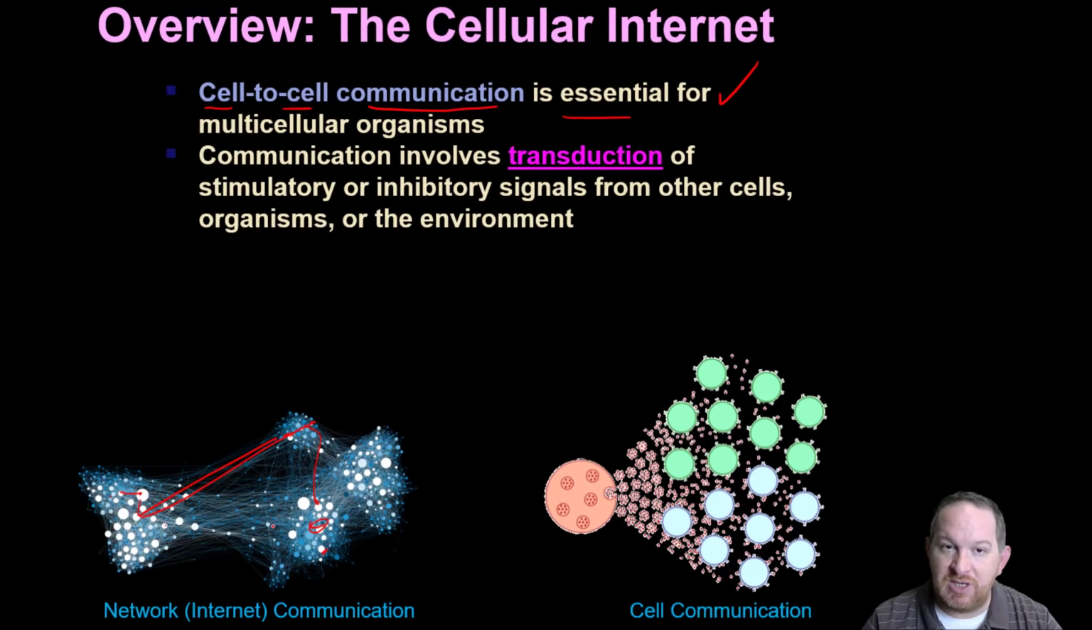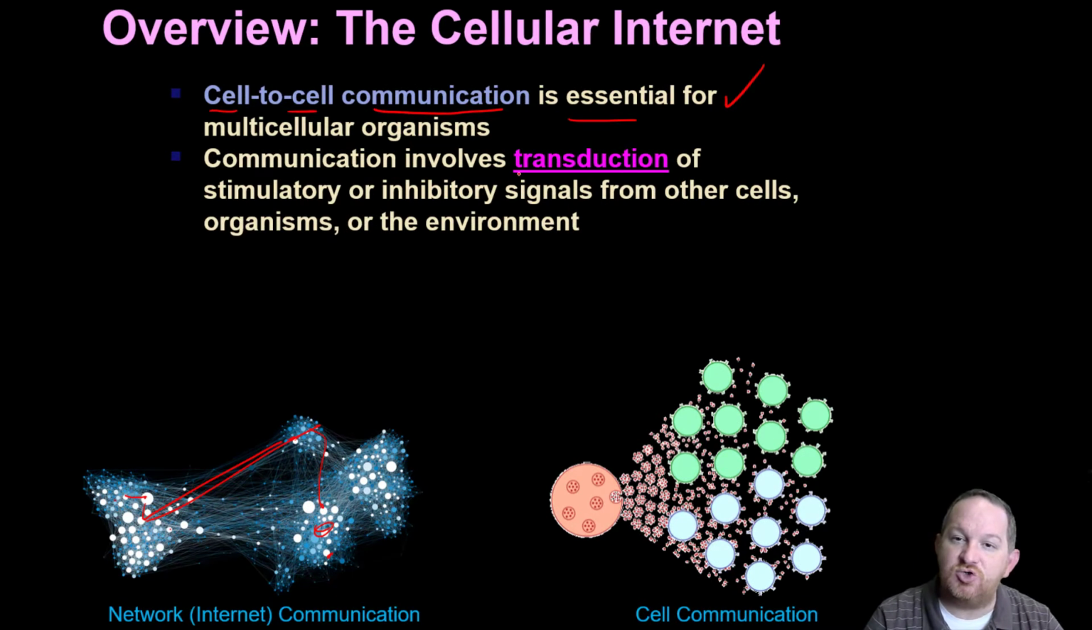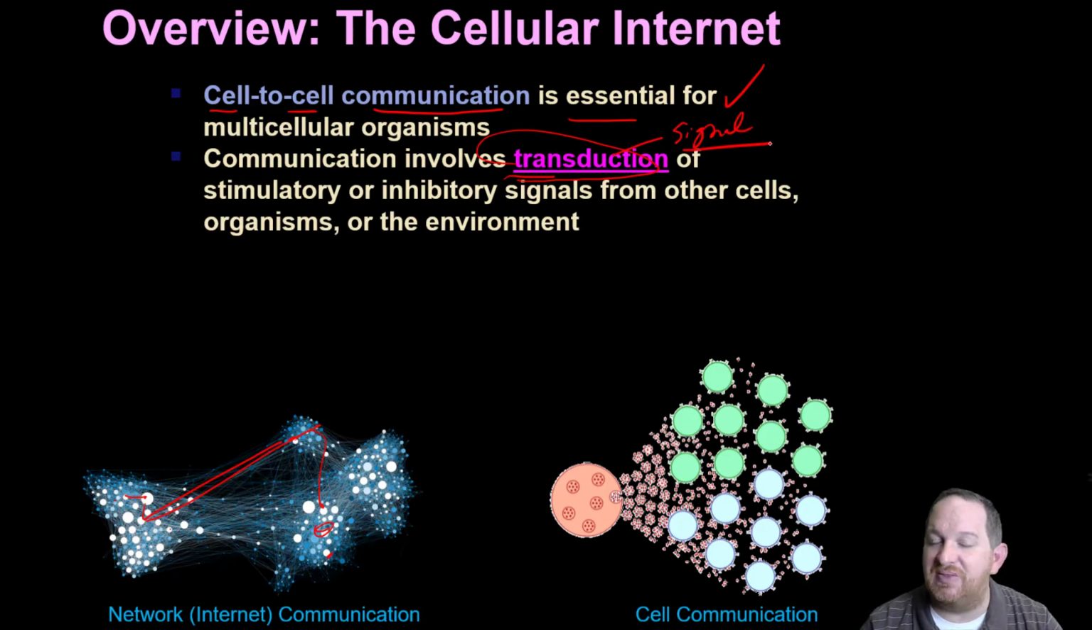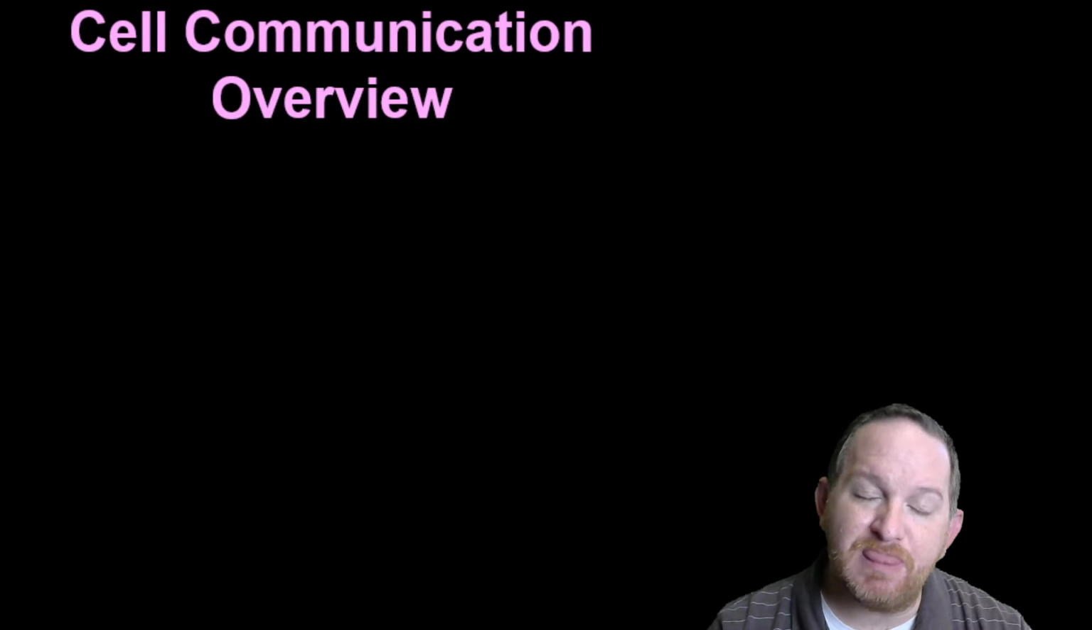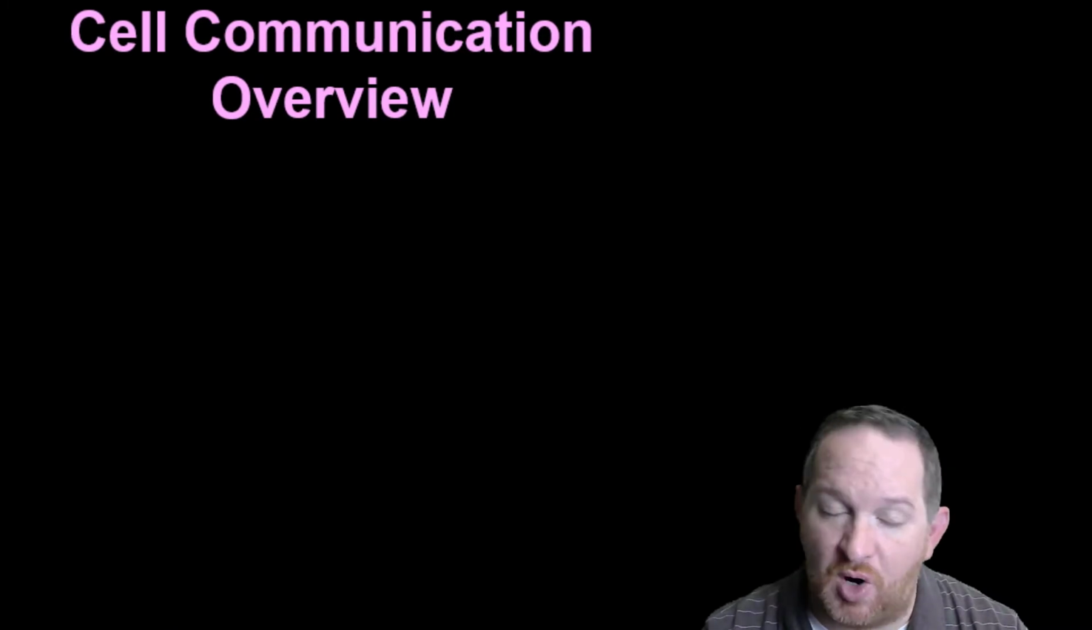So communication involves a transduction of a signal from one cell or from an organism or from the environment. This transduction really is just a fancy word for changing the signal into something that the cell can understand. We'll go over that more in detail in a moment. So this is how cells communicate. Let me give you a little overview of the process.